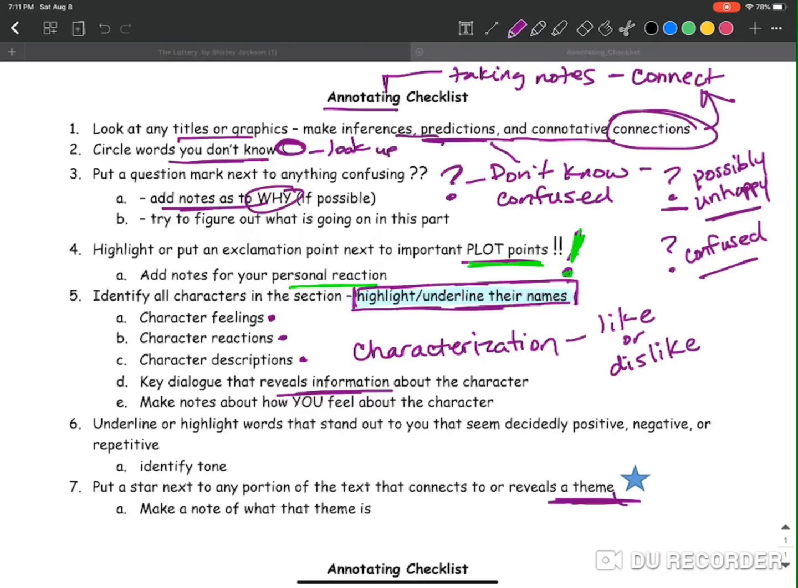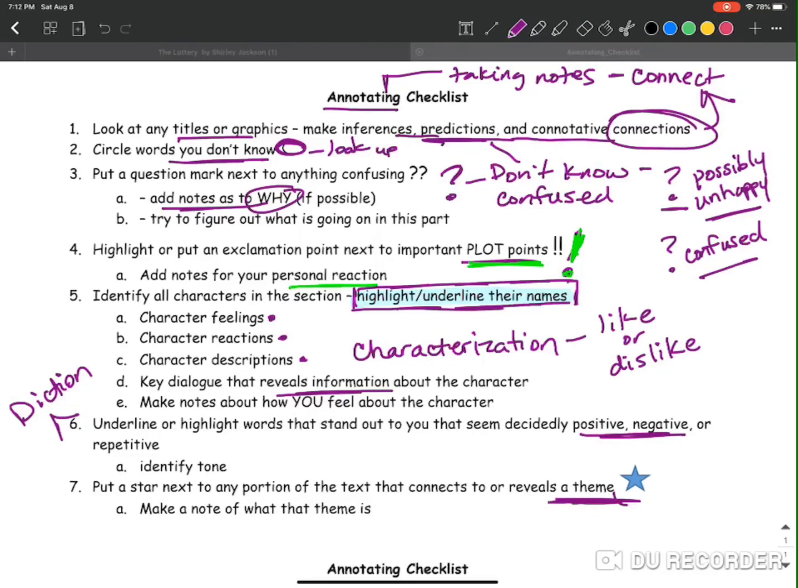Think about any of the fairy tales you've ever read. The princess is never described as an ugly old hag because the author wants you to like her. Whereas the old lady or the evil guy or the antagonist is described as an ugly old hag because he wants you to dislike her. So it is very important that you keep that information and that you keep up with it. You need to underline or highlight words that stand out to you. Now, this connects to diction. This is the idea of positive and negative aspects in the story.